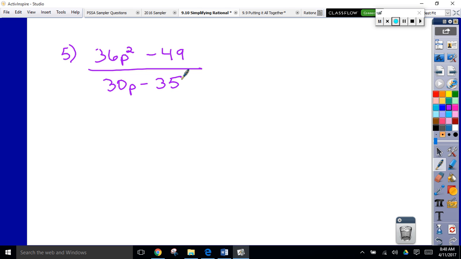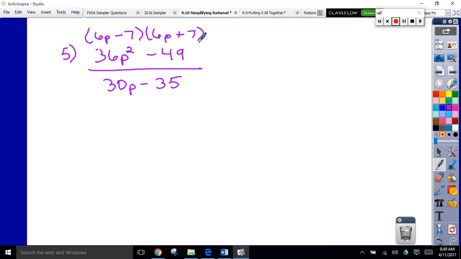Is that a difference of squares? Can you take the square root of 36p squared? Yeah. What would it be? 6p. Can you take the square root of 49? 7. So it's difference of squares. So what would the two factors be? Not squared. You have to have different signs in the difference of squares. So you want 6p minus 7 and 6p plus 7.